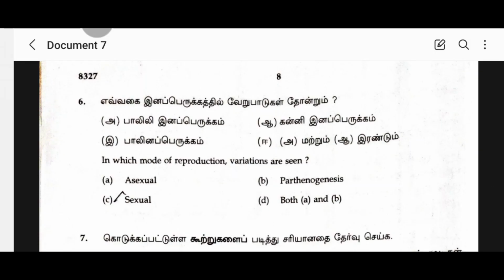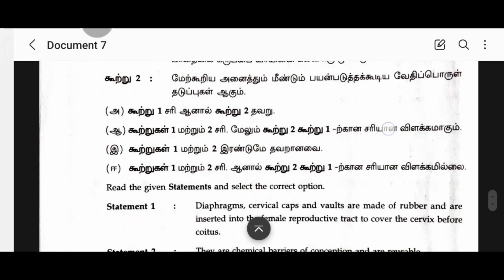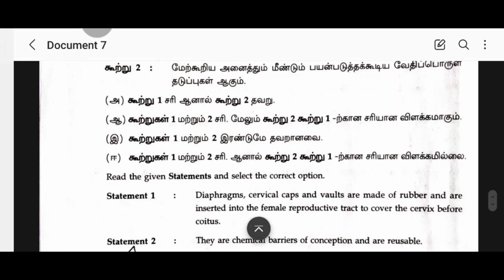And then the sixth question, one of the simple questions from book back chapter 1. In which mode of reproduction are variations seen? Sexual reproduction, because in asexual reproduction genetically and morphologically identical characters are expressed. In parthenogenesis, without fertilization, there are no changes, and only sexual reproduction has variations seen in the individuals.